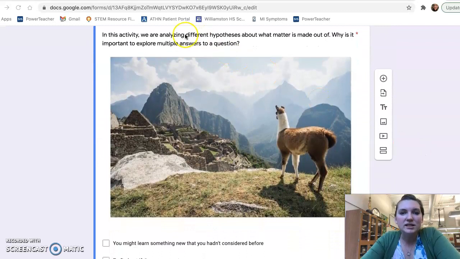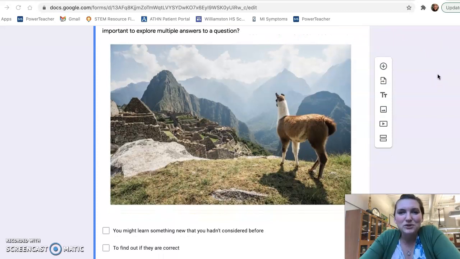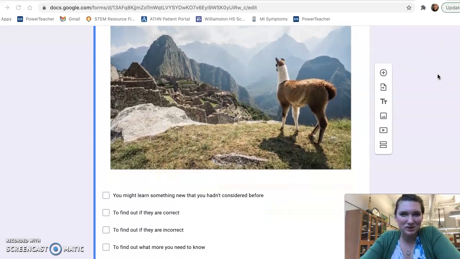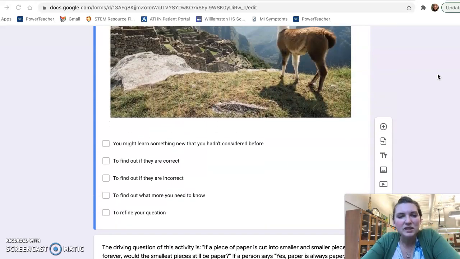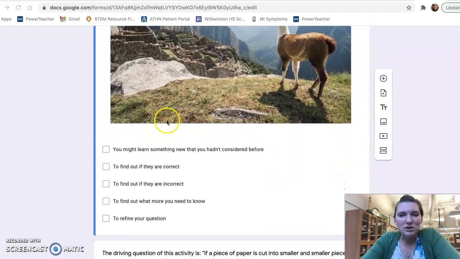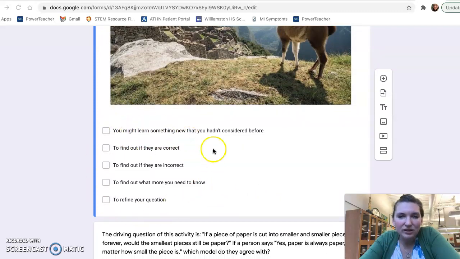So in this activity, we're analyzing different hypotheses about what matter is made out of. Why is it important to explore multiple answers to a question? Why is it useful to think about the continuous versus the particle model of matter? Why don't we just learn it like the one thing that it already is? So with this one, I want you to read closely here, and I want you to really think about this. And also notice that this is not pick one, but you can pick multiple ones. So you want to consider each and every one of these and whether you are going to select it. The truth is that all of these are correct.